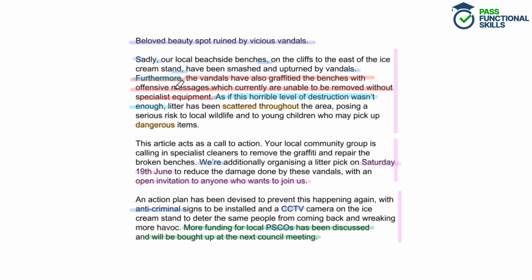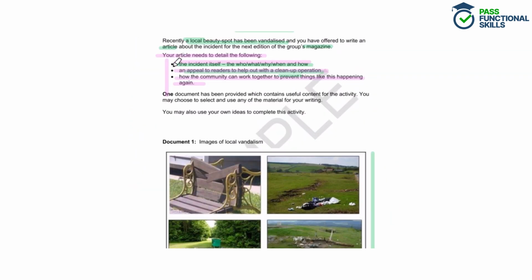So for example, this first paragraph is all about the problems that have been occurring. And then the following paragraph explains what the reader can do to help. And then finally, we've got what the community is doing to try and stop these issues. So it's really important to try and structure your answer logically. So in this answer, it's a really good idea to start with that first bullet point, explaining what exactly has happened before we're appealing to the readers and saying how the community can work together to stop these issues from happening.